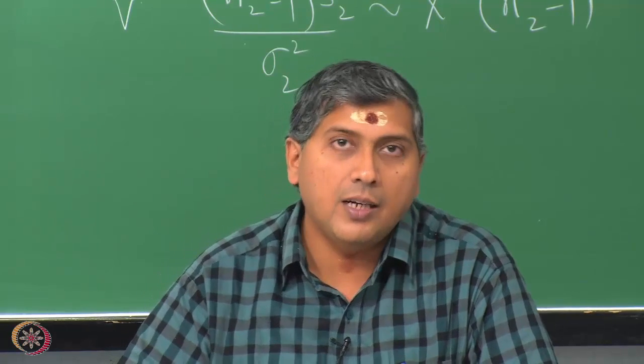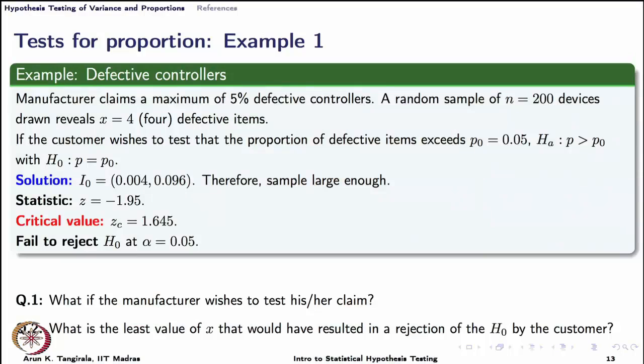And the other question that maybe you want to look at is, what is the least value of x? That is, what happened is we have drawn 200 devices randomly from the process and found that 4 items were defective. What could have been the least value? That means, the minimum number of defective items that could have resulted in a rejection of the null hypothesis. Obviously, that has to be greater than 4, correct.